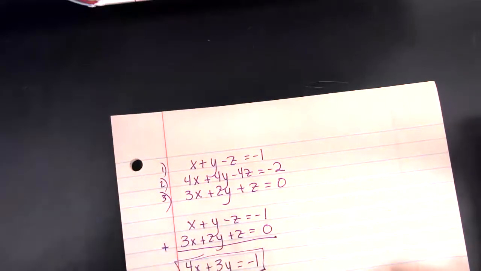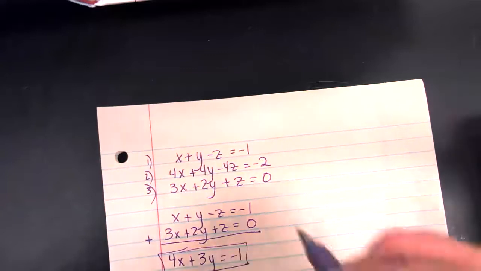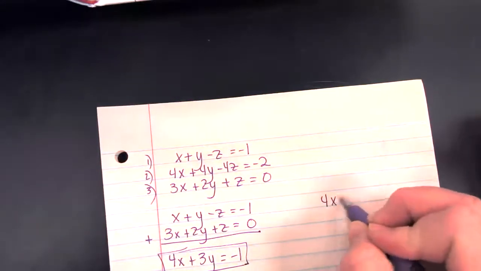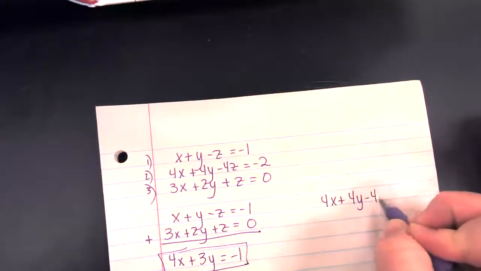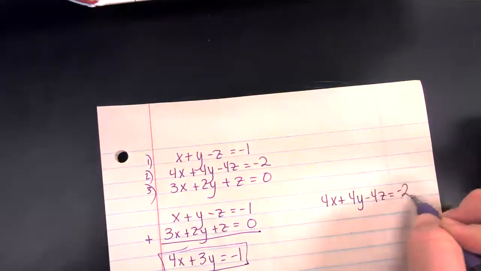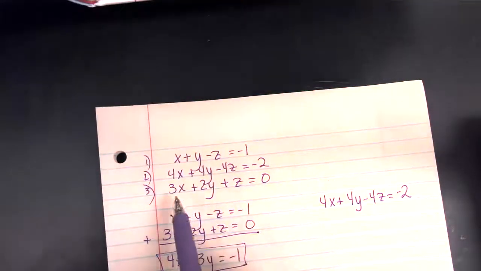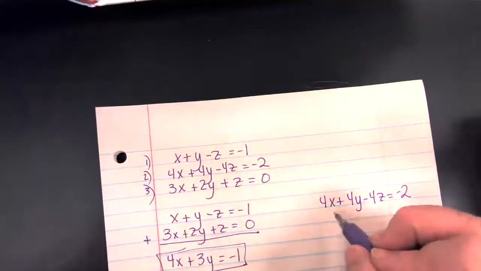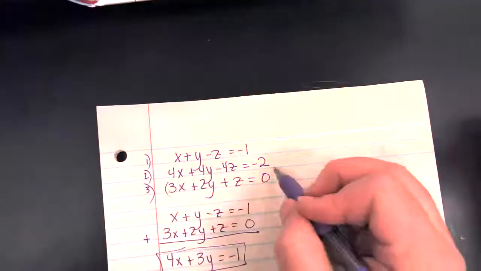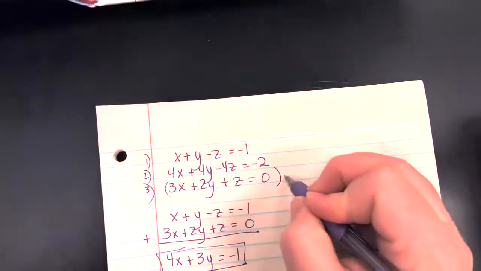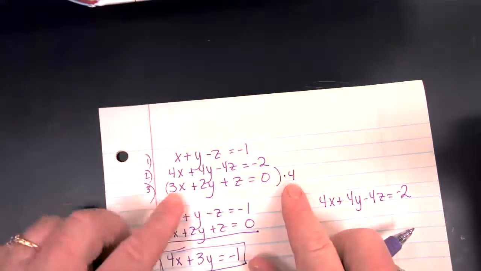Got that. All right, now I need to take the one I didn't use and I need to use one of the other ones on, I don't know, maybe this one. But instead, I need to multiply that by a 4. All right, so here we go.